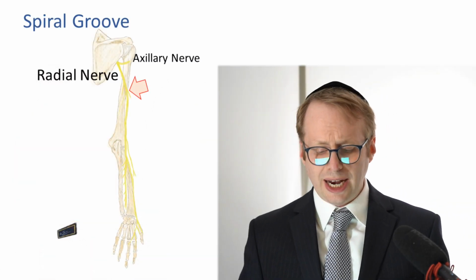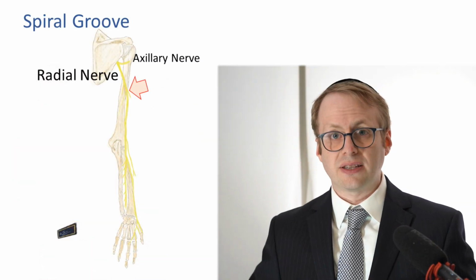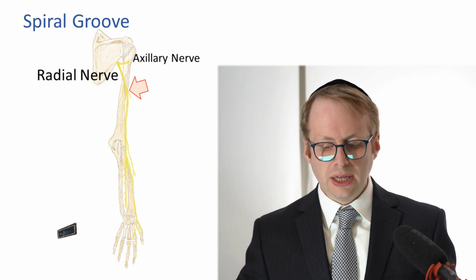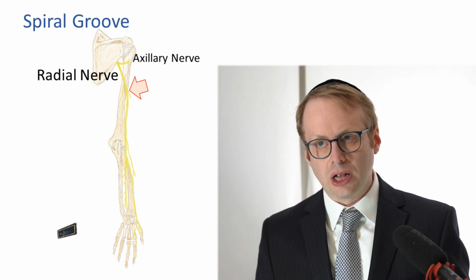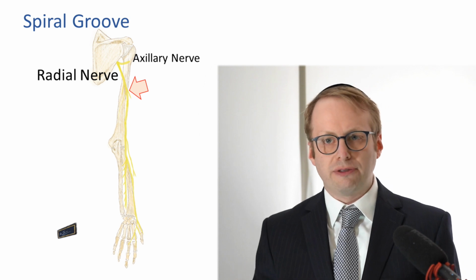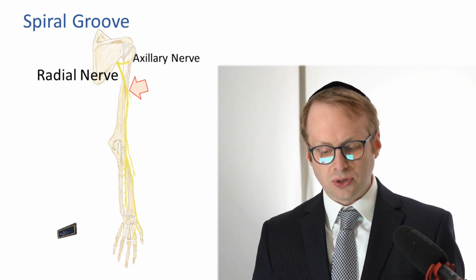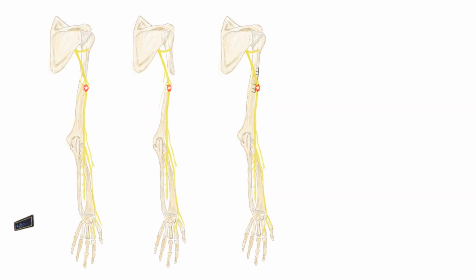The next level down to consider is a problem at the spiral groove. Here the humerus itself is relatively fragile in terms of what can happen to it, and it's a point where it can actually break. If one has a fracture of the humerus, the two bone parts can move away from each other. There can be a stretch injury there. The fragments can move apart and can actually cut through the radial nerve itself.